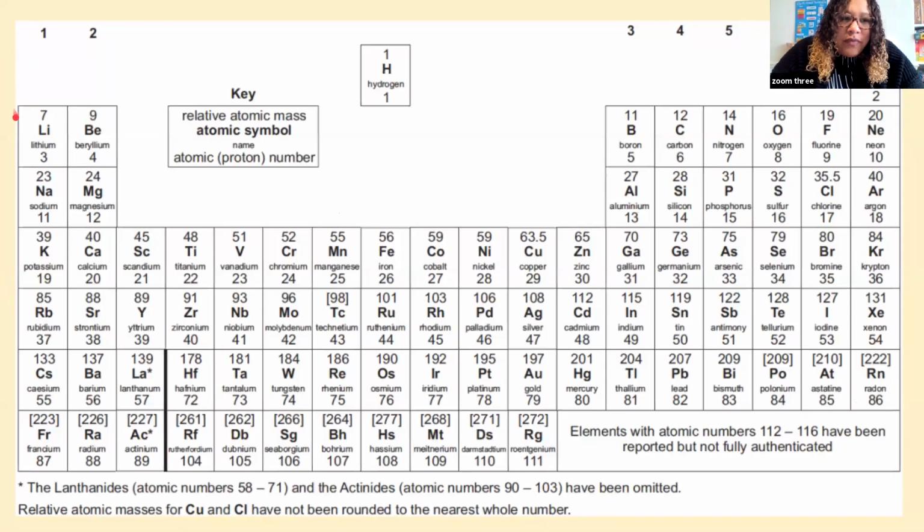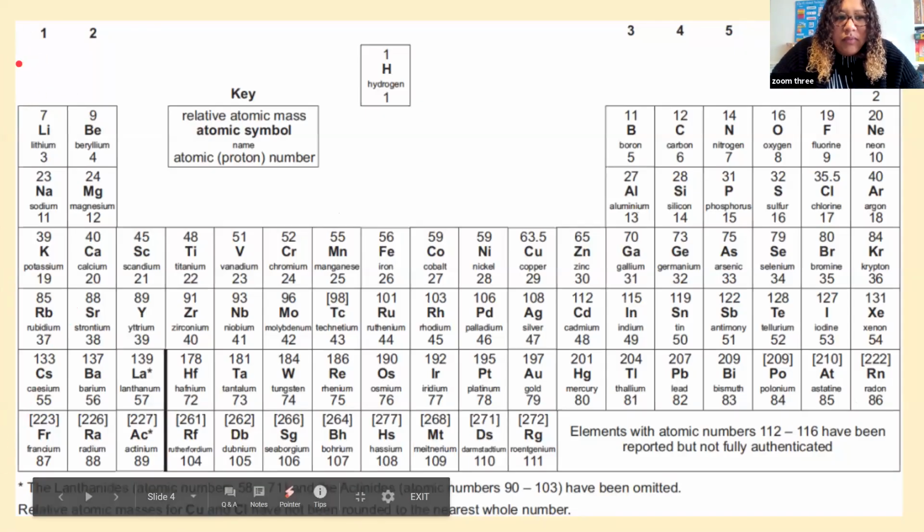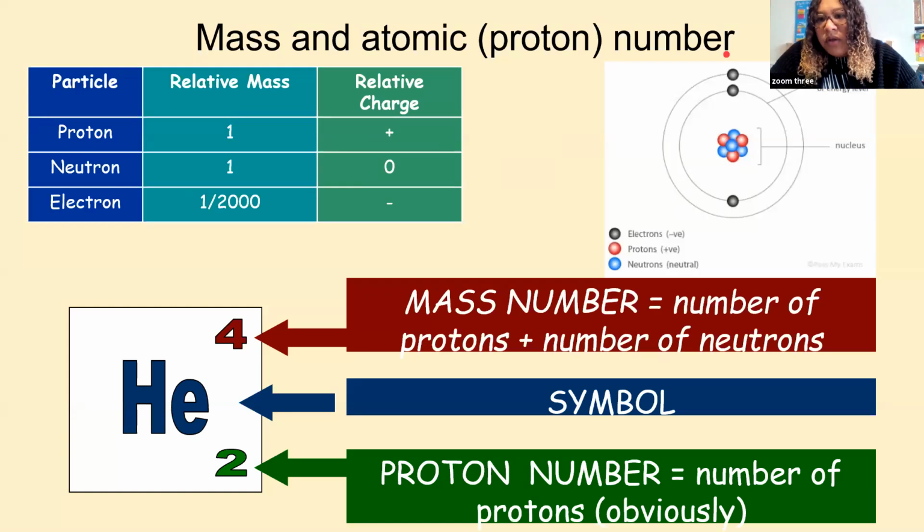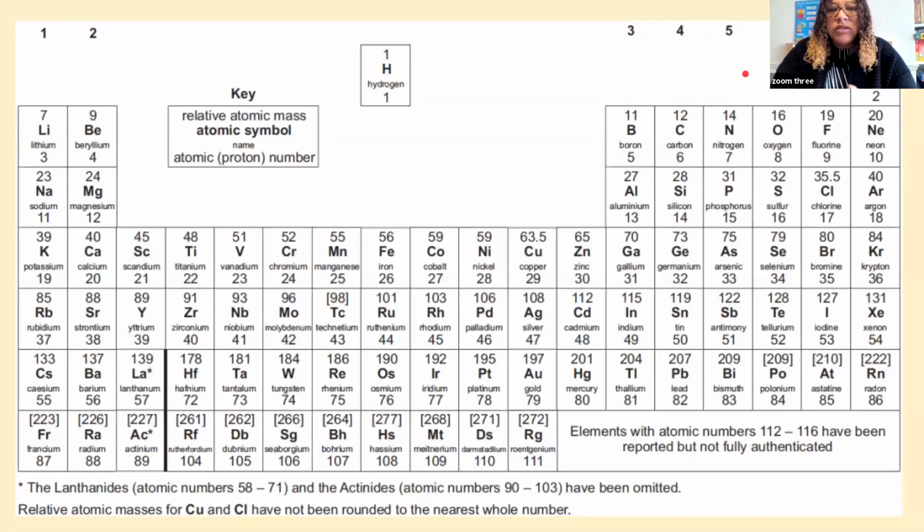So we've got our groups, then we've got our periods. So here's period 1, 2, 3, 4, 5, and so on. The periods, again, another little trick you can use, tell us how many electron shells an atom has. So if we go back here, this is lithium. You can tell by looking at it that it's in period 2. Why? Because it's got 2 shells. We know that it's in group 1. Why? Because it's got 1 electron in the outer shell. So our periodic table is this brilliant, useful thing that we will use often.